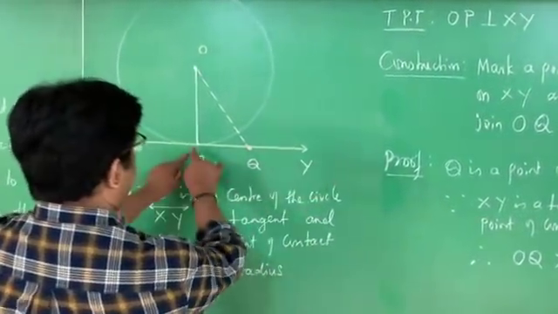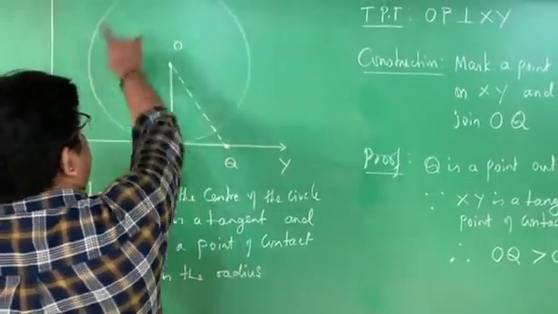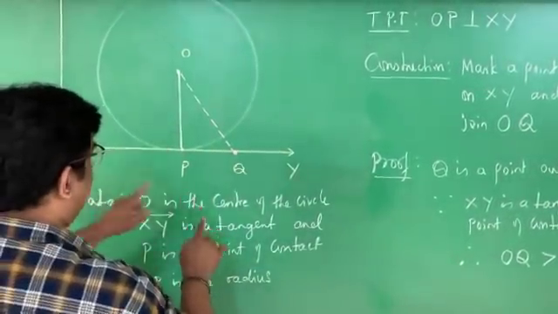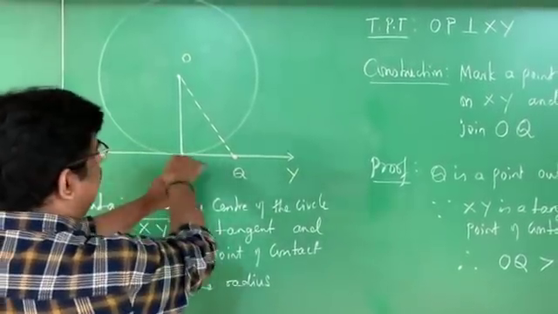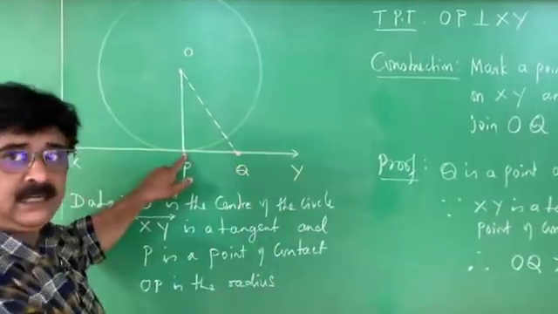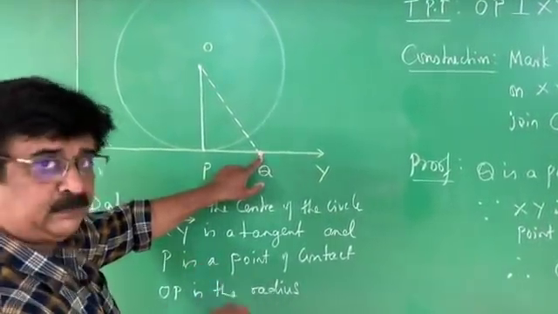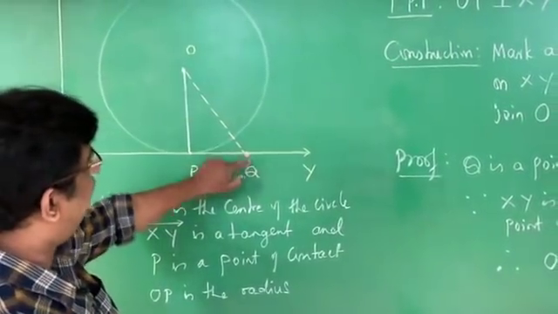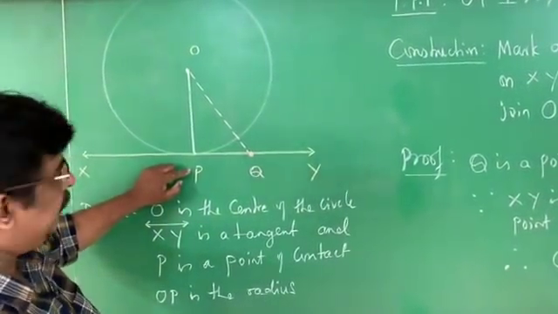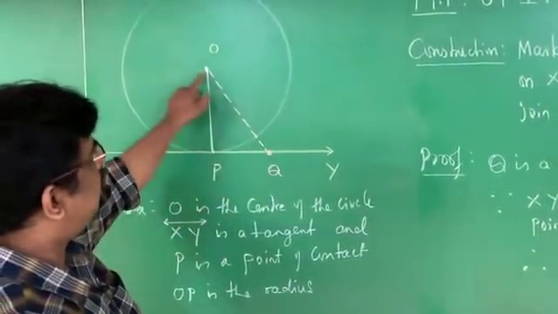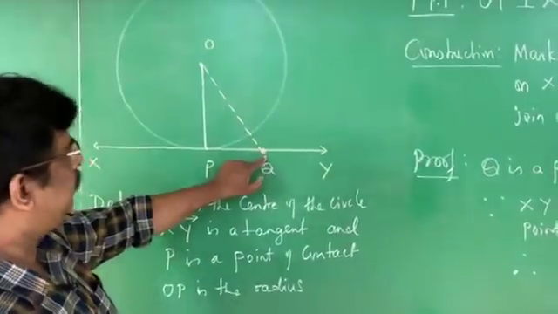XY is a tangent, P is a point of contact, P touches the circle. So P is on the circle. It is a point of contact. Therefore, any point on this line XY should be outside the circle. Q is a point on the XY, therefore Q should be outside the circle. Therefore, OQ should be greater than OP. Right? Because OP is the radius, and since Q is outside the circle it is bigger than the radius, therefore OQ is greater than OP.